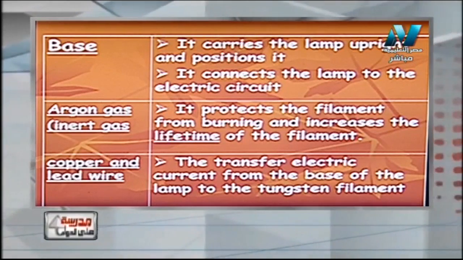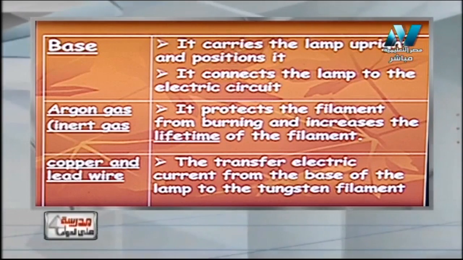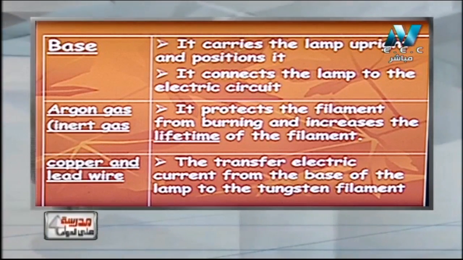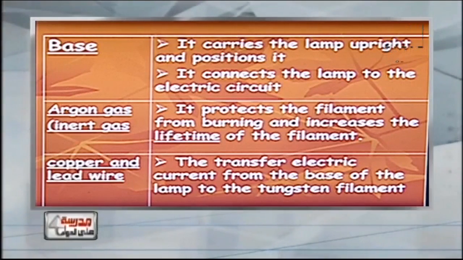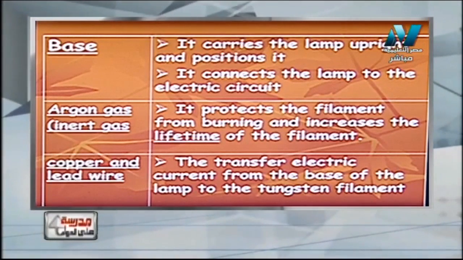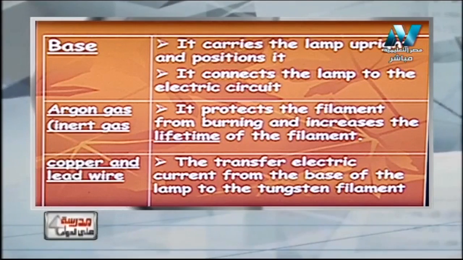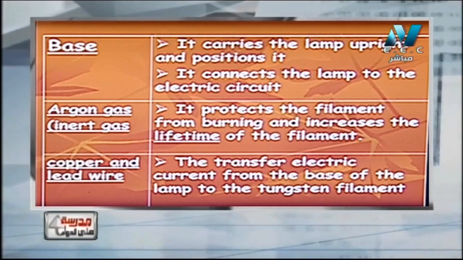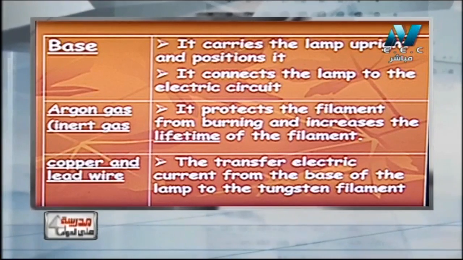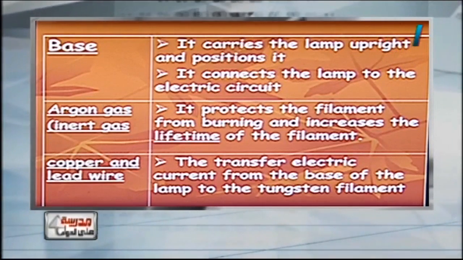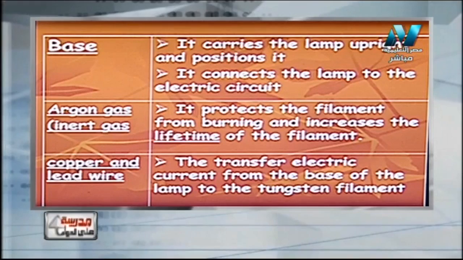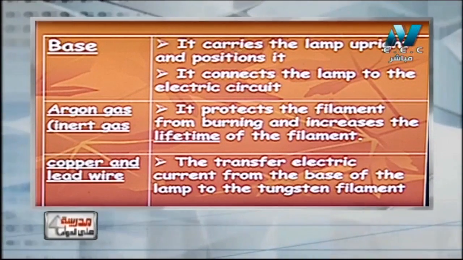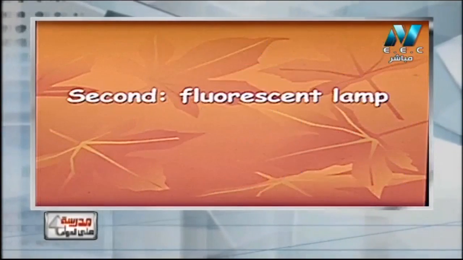What about the two copper lead wires? They stand in a V shape in the lamp and they hold the filament. Their function is that they transfer the electric current from the base of the lamp to the tungsten filament. Again, the two copper lead wires transfer electric current from the base of the lamp to the tungsten filament.